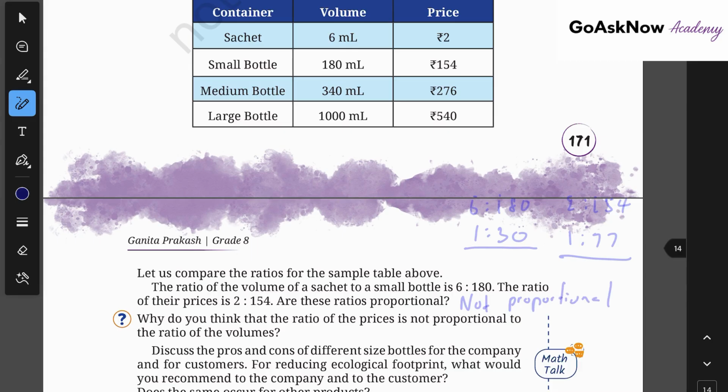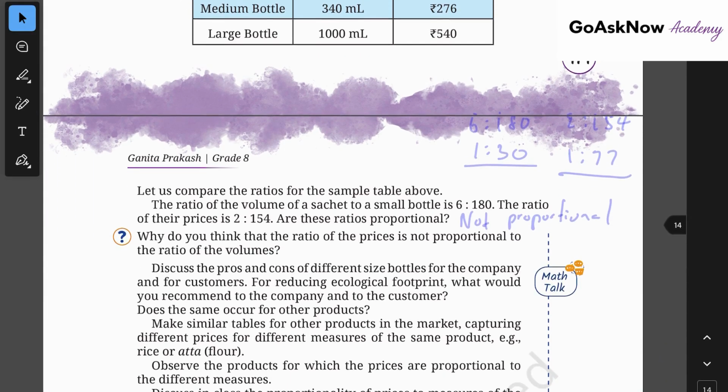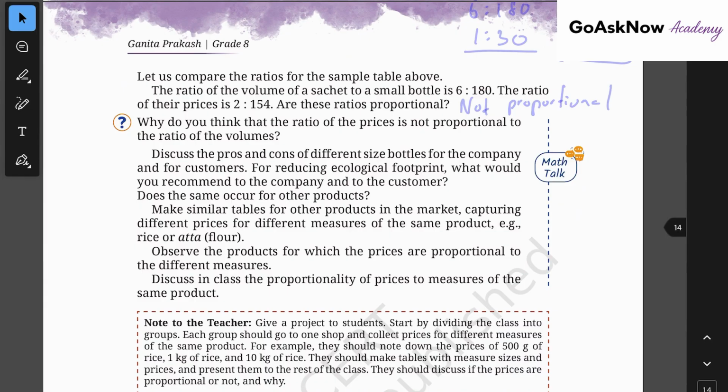Why do you think the ratios of these prices are not proportional to the ratio of the volumes? Discuss the pros and cons of different size bottles for the company and for customers. For reducing ecological footprint, what would you recommend to the company and to the customer? Does the same occur for other products? Make similar tables for other products in the market, capturing different prices of different measures in the same product, e.g. rice and atta. Observe the products for which the prices are proportional to the different measures. Discuss in class the proportionality of the prices to measures of the same product.